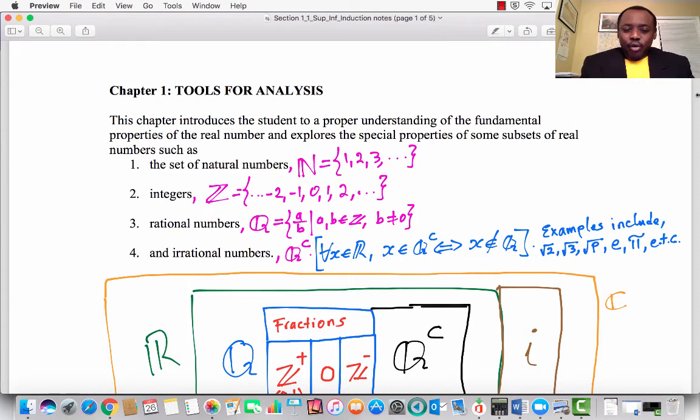Welcome to Chapter 1, Tools for Analysis. We are using the text Advanced Calculus by Patrick M.